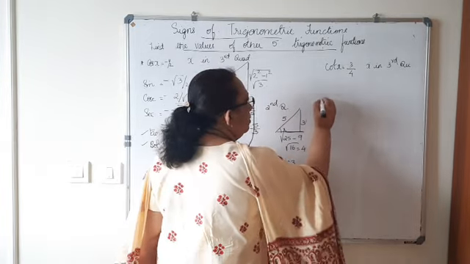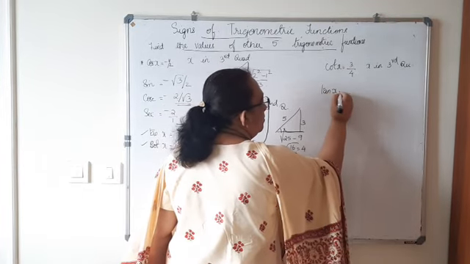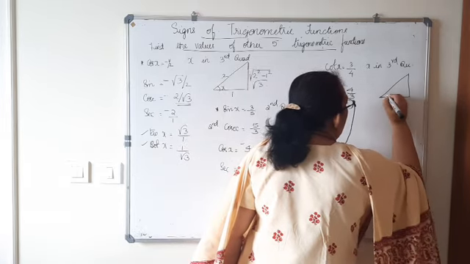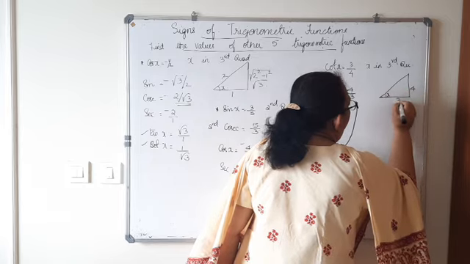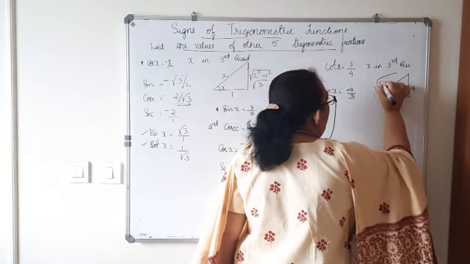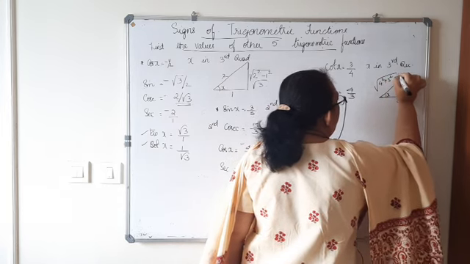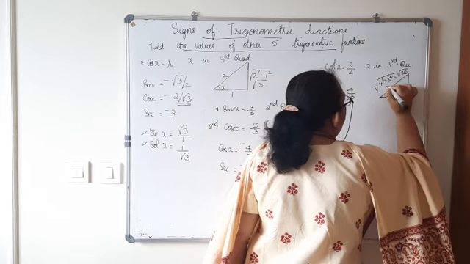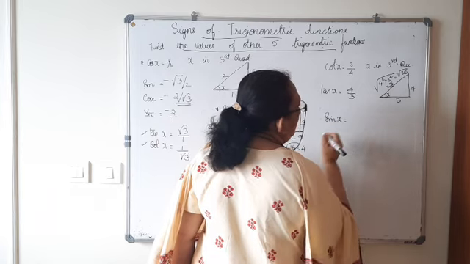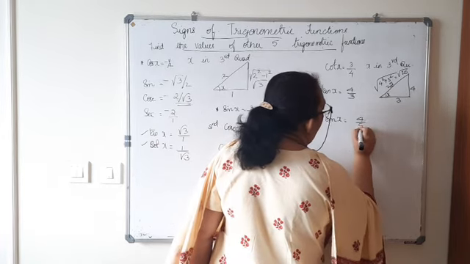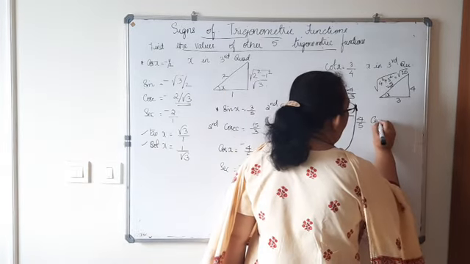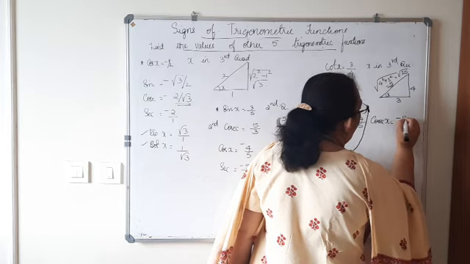So in the third quadrant, you know, tan x is positive. So what is tan x? Opposite side by adjacent side. The hypotenuse will be equal to root of 4 squared plus 3 squared, which is equal to root of 25, which is equal to 5. Sin x is equal to 4 by 5, but it is in the third quadrant, so it is negative. Cosec x is a reciprocal, so cosec x is equal to minus 5 by 4.